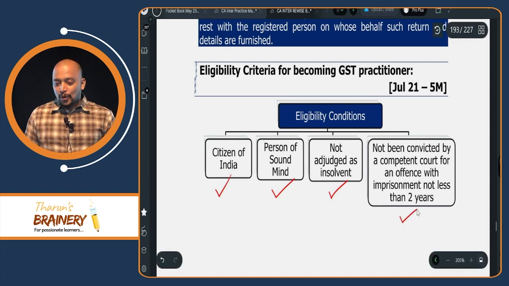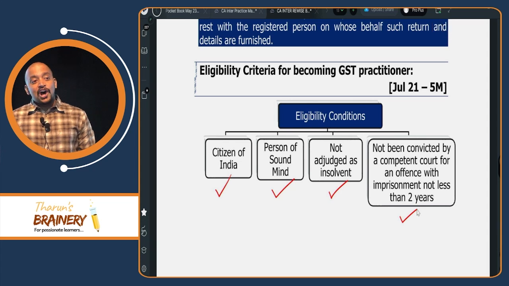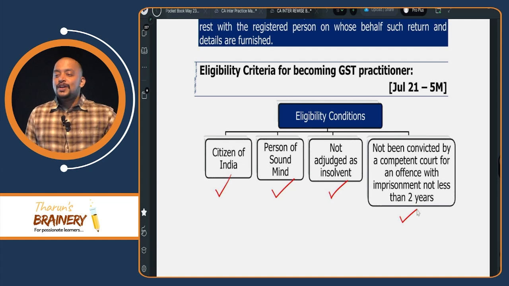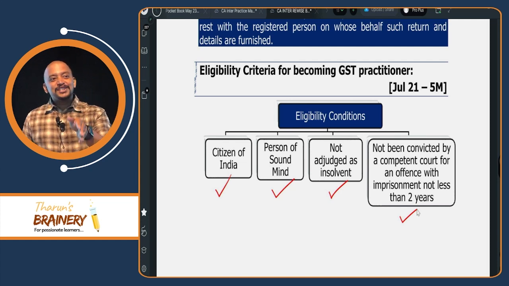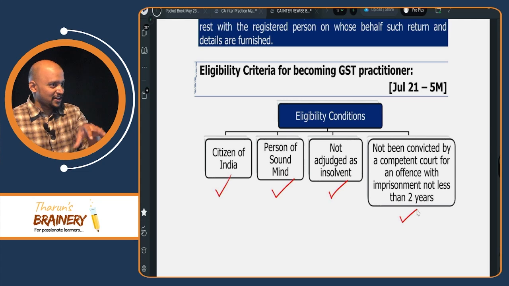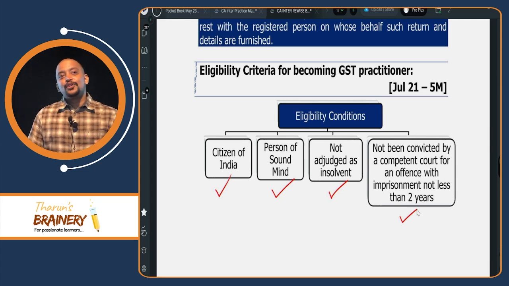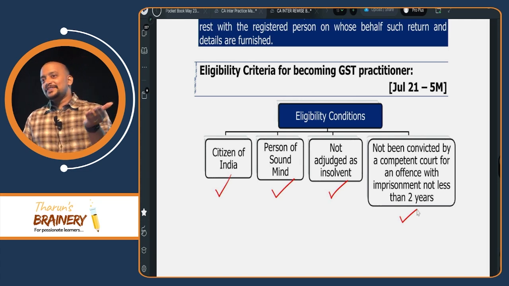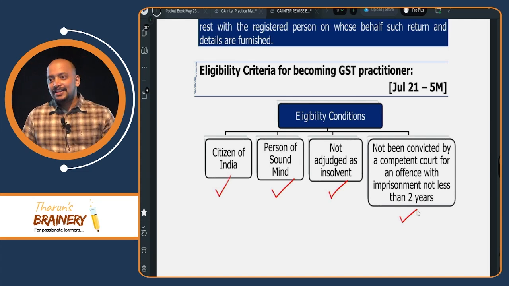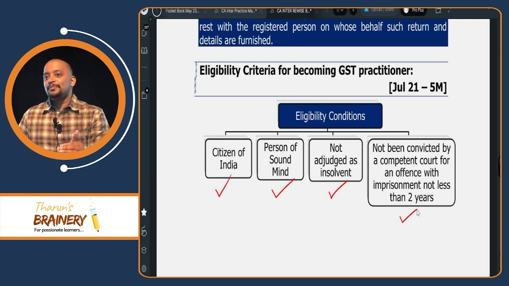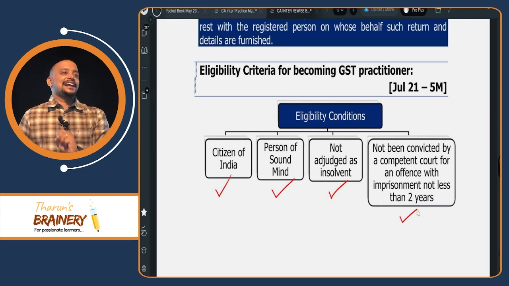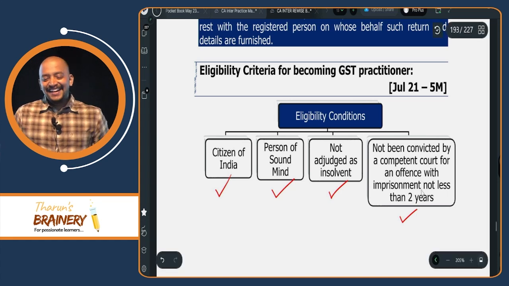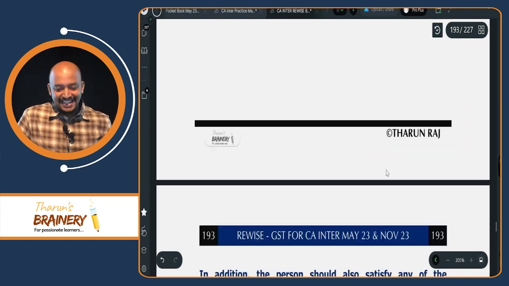Not convicted by a court for imprisonment of not less than 2 years. Means if you go to jail for 2 years, okay? More than 2 years he should not go to jail. You understood or not? He should not be imprisoned for more than 2 years. Suppose if it is less than 2 years, say he killed one person, he went to jail for 2 years of imprisonment, he can come, don't worry, he can become a GST practitioner. Good career he is having, you understand? So, then these are the 4 conditions.